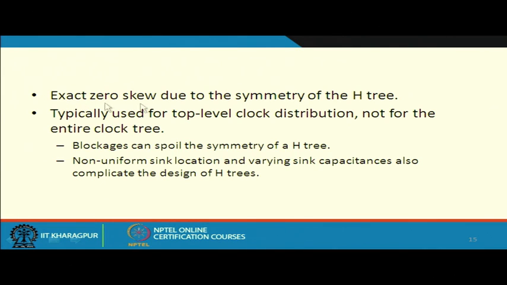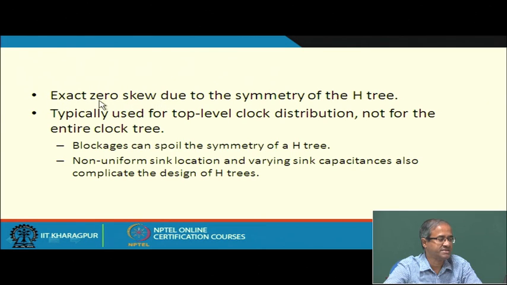So what do you guarantee here? Exact zero skew. Well, in terms of the distance, here we are ignoring the parasitics RC for the time being. Exact zero skew with respect to the length of the wires because of the symmetry of the tree. But as I said, this H tree is typically not used for the entire clock distribution. This is used for the top level clock distribution. The top level, this H tree can feed that grid structure, and that grid can in the second level be used to feed the other points or other pins of the circuit.